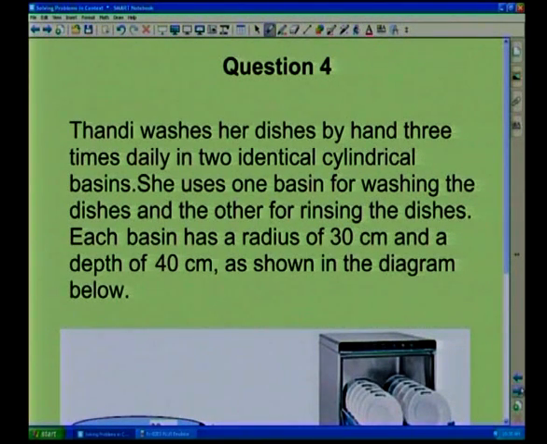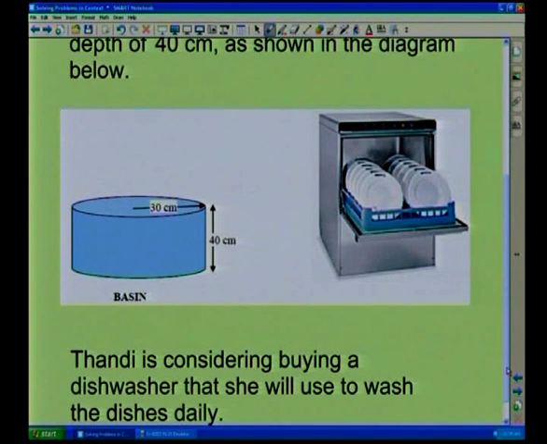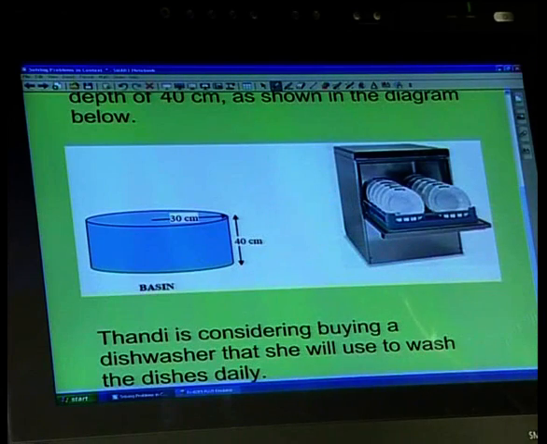All right, it says that Thandi washes her dishes by hand 3 times daily in 2 identical cylindrical basins. She uses one basin for washing the dishes and then the other for rinsing the dishes. Each basin has a radius of 30 centimeters and a depth of 40 centimeters, as shown in the diagram below. Well, let's take a quick look and see what that diagram looks like. Here we have our basin. You can see they've given the 30 centimeter radius. They've also given us the 40 centimeter height of the basin.